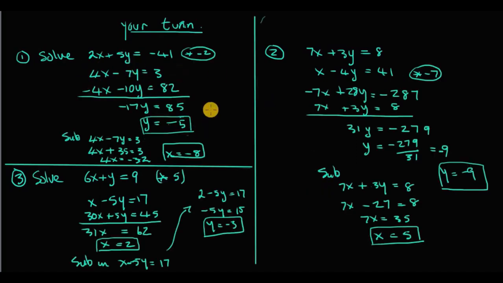Okay, here's the solutions. Over here, I decided to eliminate the x's by multiplying this by minus 7. So minus 7x, minus 7 by minus 4 gives me plus 28y, and minus 7 by 41 gives me minus 287. Then bring down my equation from up here, and then I add them. It's going to eliminate the x's, and I get y is equal to minus 9. Sub it in, I get x equals 5.